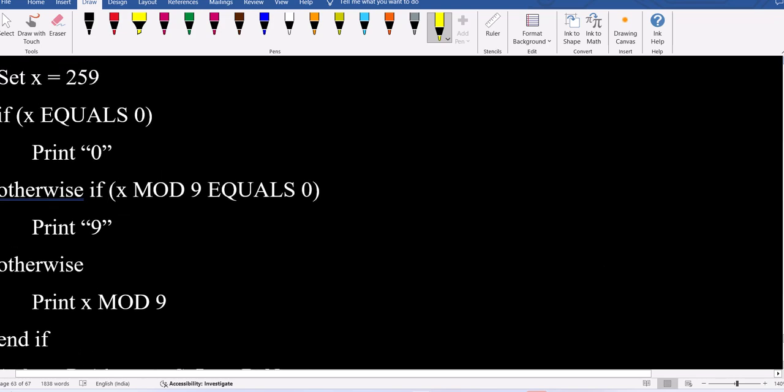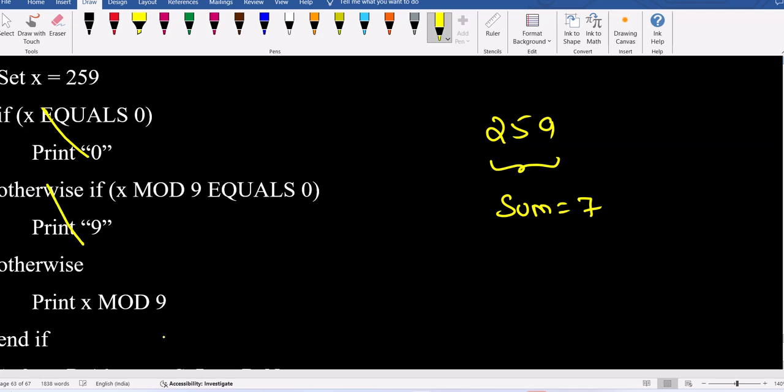Pseudocode related stuff. So set x equal to 259. If x equals 0, print 0. Here x is not equal to 0, right? So out. Otherwise, if x mod 9, see 2 plus 5 plus 9, when you want to divide by 9, sum of digits we have to calculate. Sum of digits is 7 only we'll get. When sum of digits is 7, it cannot be divided by 9. This condition failed, this condition failed. x mod 9 is nothing but equal to 7.